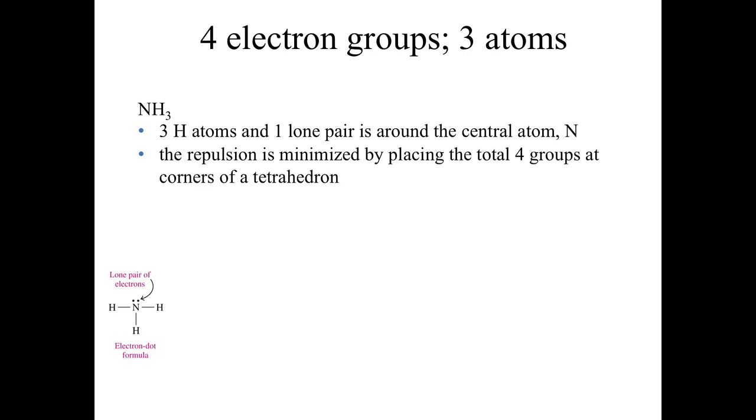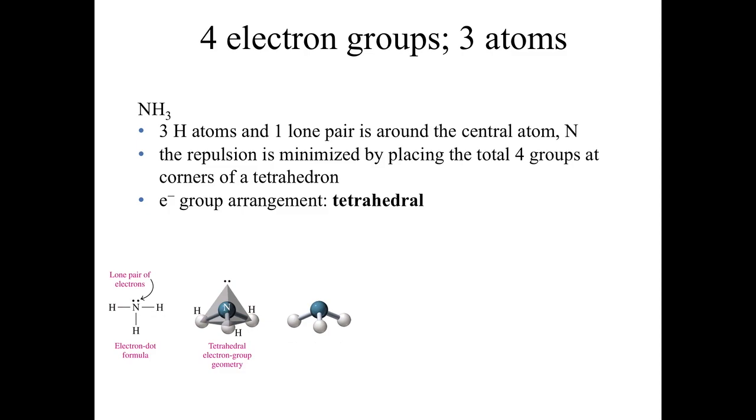Again, to minimize the repulsion from these 4 electron groups, they will take the shape of the tetrahedron. So the electron arrangement again is tetrahedral. But again, when we talk about the shape of the molecule, we don't consider the lone pairs. So if we have this as the electron group arrangement and ignore the lone pair, we have a molecule that looks like this. From the shapes that we've seen already, there is a shape that is connected to 3 atoms. Remember that? That was the trigonal planar.